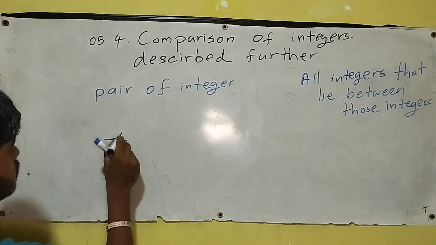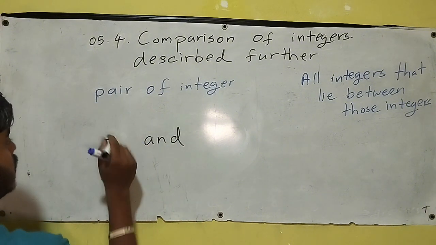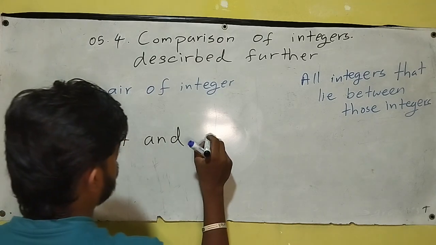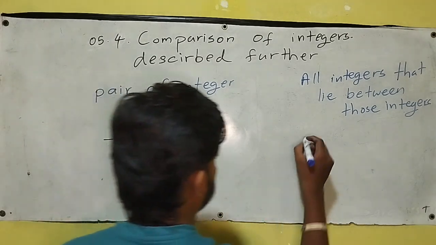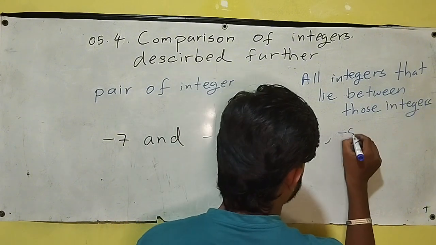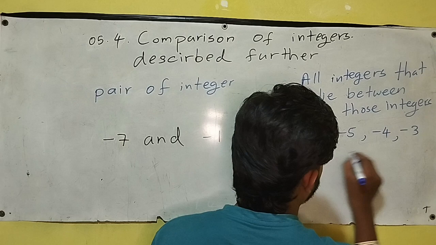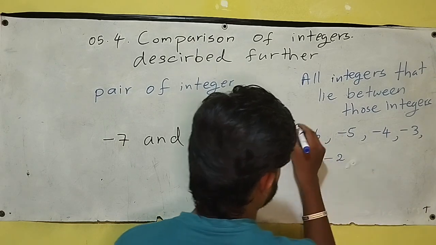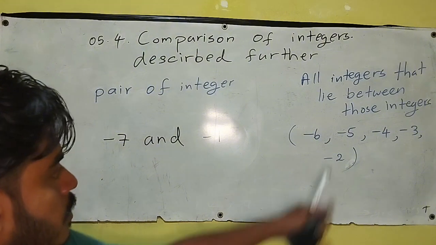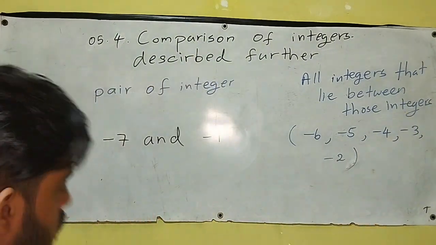Think -7 and -1. What? -6, -5, -4, -3, -2. Those are all negative integers.